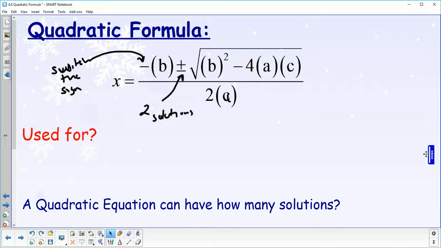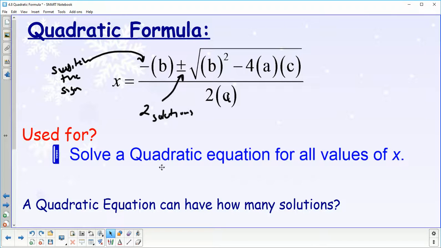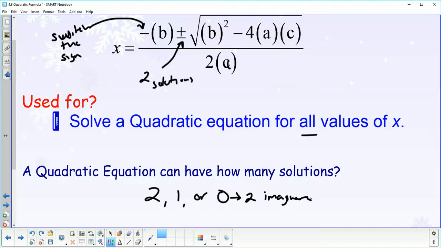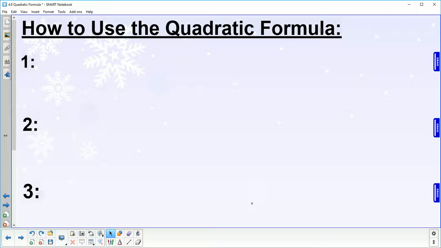Okay, and this is used, like I already said, to solve a quadratic equation for all values of x. It's important that we recognize that, because this could give us two solutions. Sometimes this would give us one real solution, or we could have no real solutions, zero real solutions. In this case, we would actually have two complex or imaginary solutions. So we can have two real solutions, one real solution, or zero real solutions, which means we have two imaginary solutions.